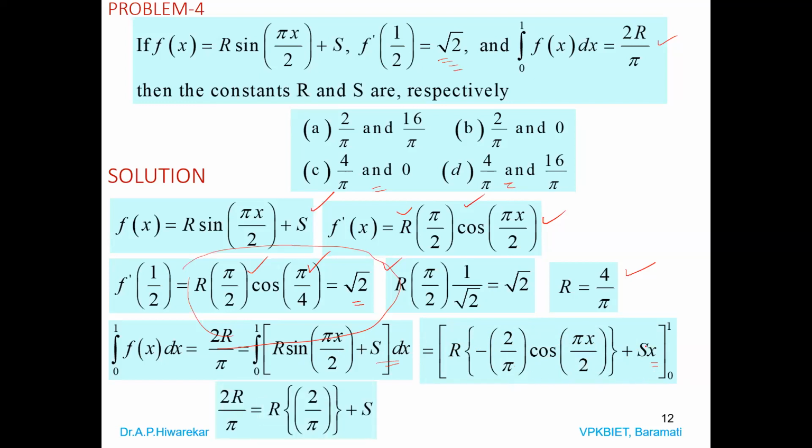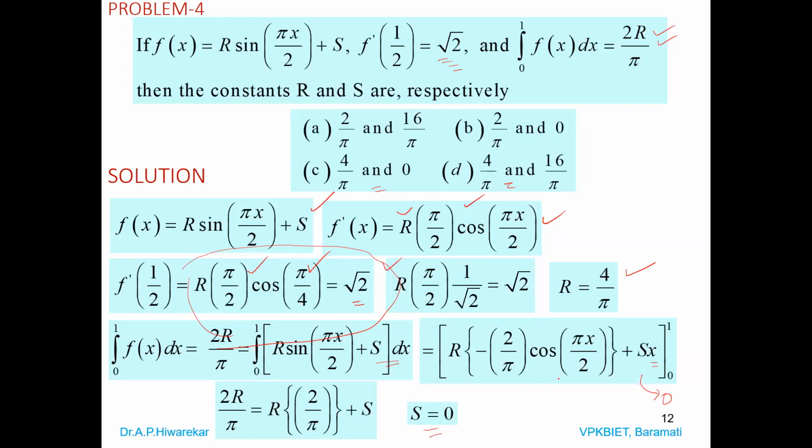Apply the limits, means put x as 0 and x as 1. For the upper limit, obviously this term will be 0. And for the lower limit, this term will be minus 2 by pi. So 2r by pi, as given, is equal to r times 2 by pi plus s. From this, you are getting the s value as 0.